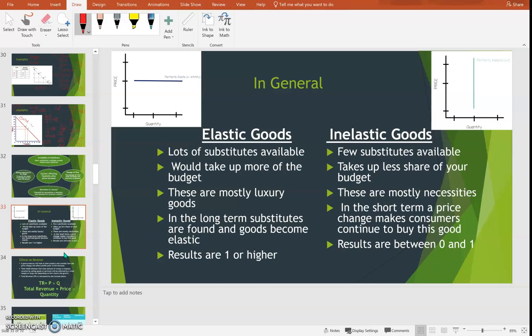In the short term, a price change makes consumers continue to buy this good because they haven't found those substitutes yet. The results when we do our calculations for elasticity of demand are going to be between 0 and 1, so they're not going to be whole numbers, okay? And when you're graphing, if you have a horizontal line, right, it's going to be perfectly elastic. If you have a vertical line, it's perfectly inelastic because it's making an I, okay?